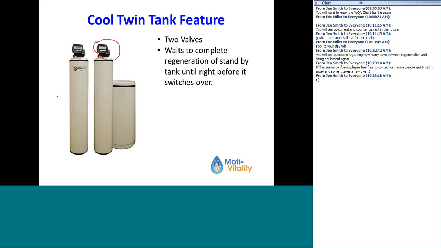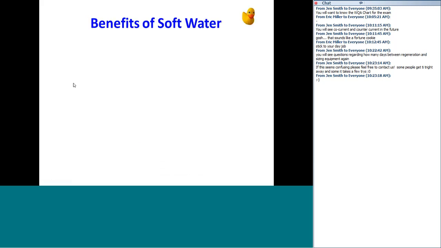That's why I like this feature on this unit, because it waits to complete the regeneration of the standby tank until about 4 hours before it's going to switch over. So it's kind of a neat feature. It keeps water from being stagnant or iron staining from coming to it.